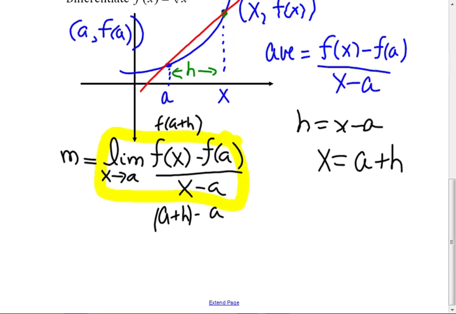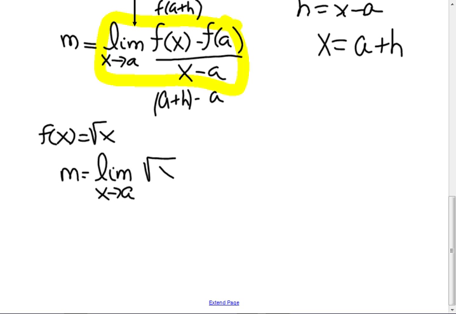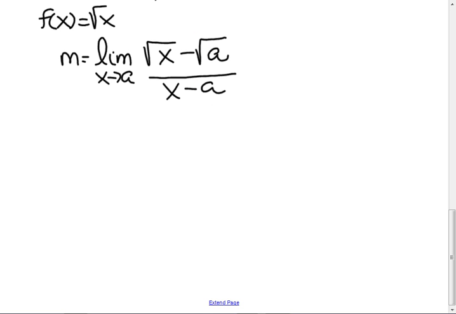So let's do the square root of x with this form. So f of x is equal to the square root of x. So I want the slope. It's equal to the limit as x approaches a of the square root of x minus the square root of a, A could be some number, I don't really care, over x minus a. Do you remember how to do those limits? It hasn't been that long. It's with radicals. Remember those? Remember the trick? Square root of x plus square root of a.